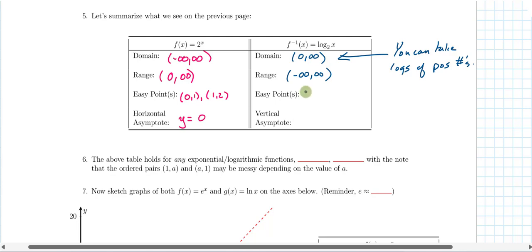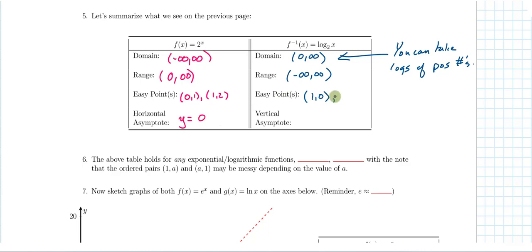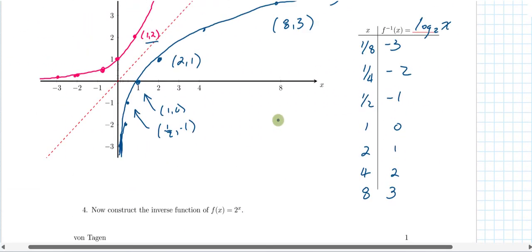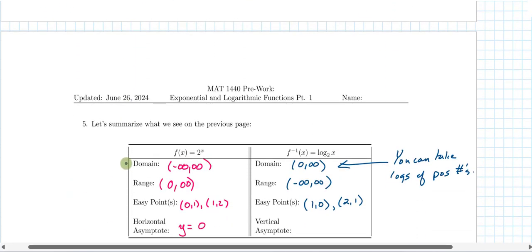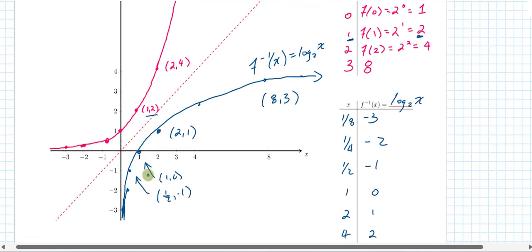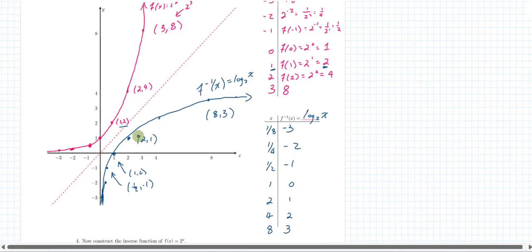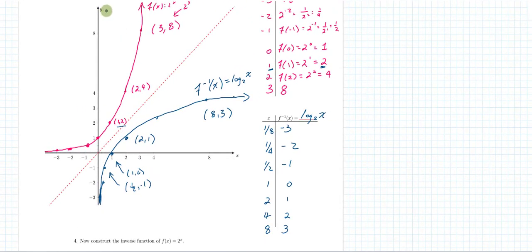So some easy points that are on our log curve would be the ordered pair 1, 0 and the ordered pair 2, 1. So notice that the blue graph, the graph of our log base 2, has a vertical asymptote at x equals 0. Folks, I didn't do this when originally sketching these two graphs until we had a chance to talk about it, but I do ask that if your graph has a vertical asymptote or a horizontal asymptote, that you go ahead and sketch it with a dashed line.